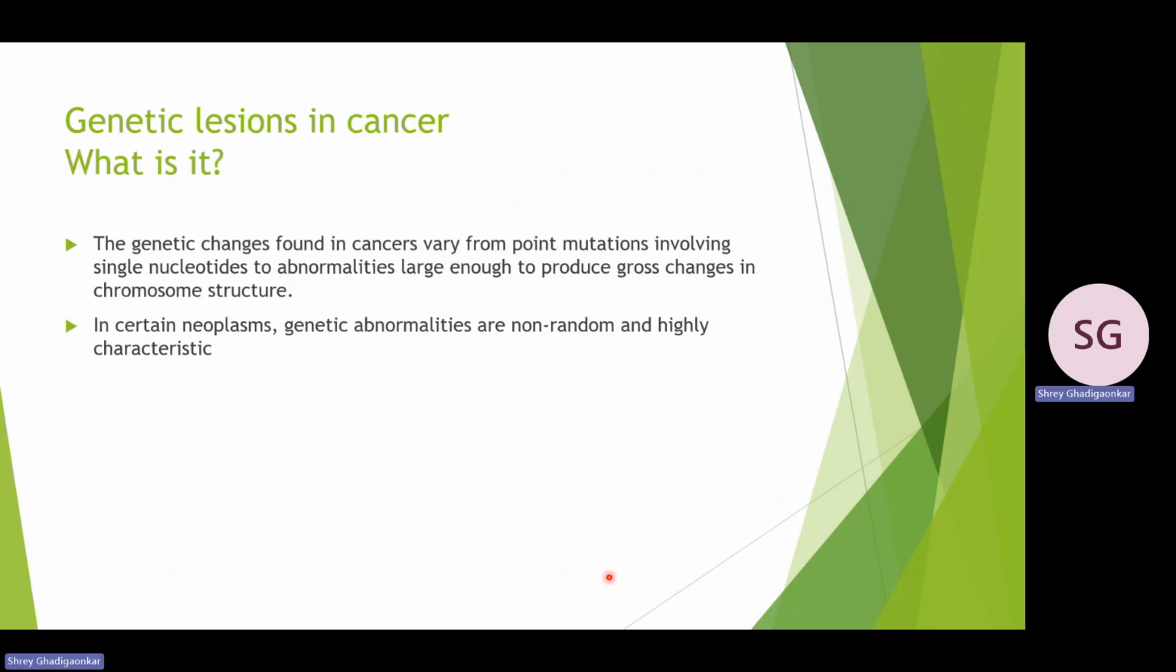Then you have genetic lesions in cancer. So what is it? The genetic changes found in cancer vary from point mutations, and there are different types of genetic lesions, which we shall cover in the upcoming slides. In certain neoplasms, genetic abnormalities are usually non-random and highly characteristic.